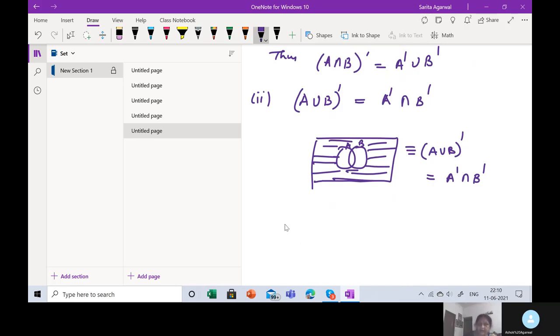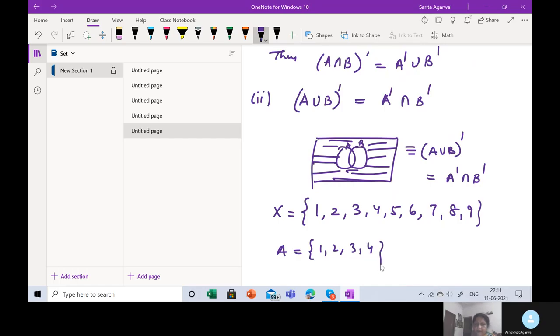Now we can take an example. Let X be 1, 2, 3, 4, 5, 6, 7, 8, 9, the universal set consisting of the first nine natural numbers. And let A be just 1, 2, 3, 4. And B be the set consisting of the elements 3, 4, 5, 6, right?